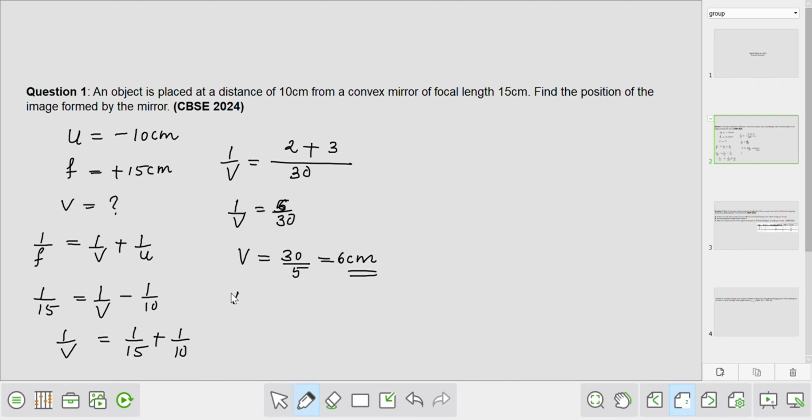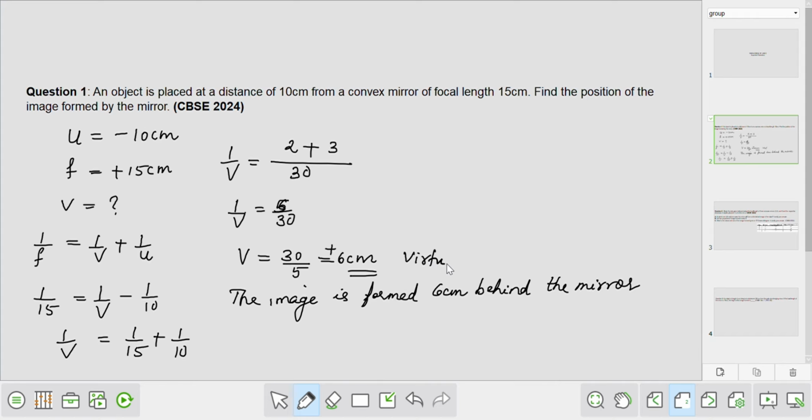Or if you're writing in words, you can write the image is formed 6 centimeter behind the mirror. Why behind the mirror? Because you are getting v as positive. So positive means the image formed is virtual and erect. So virtual and erect images are formed at the right side of the mirror or behind the mirror.